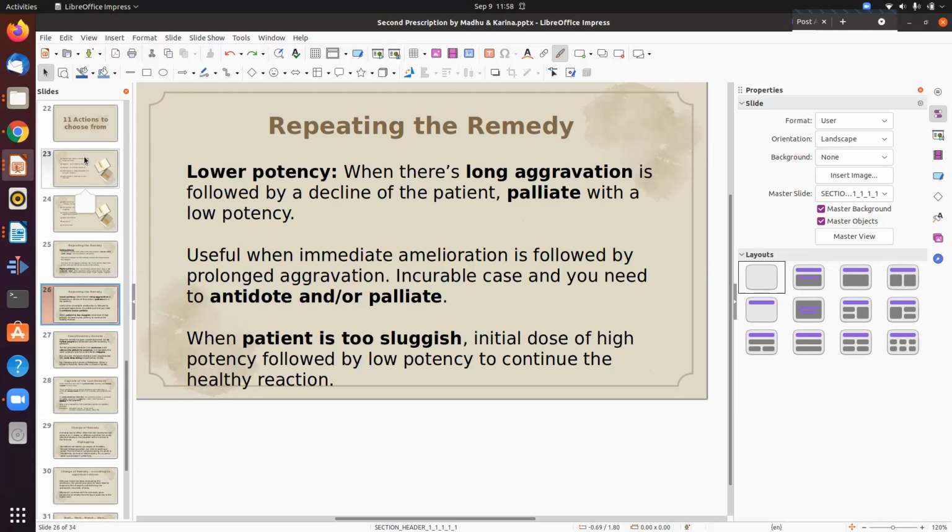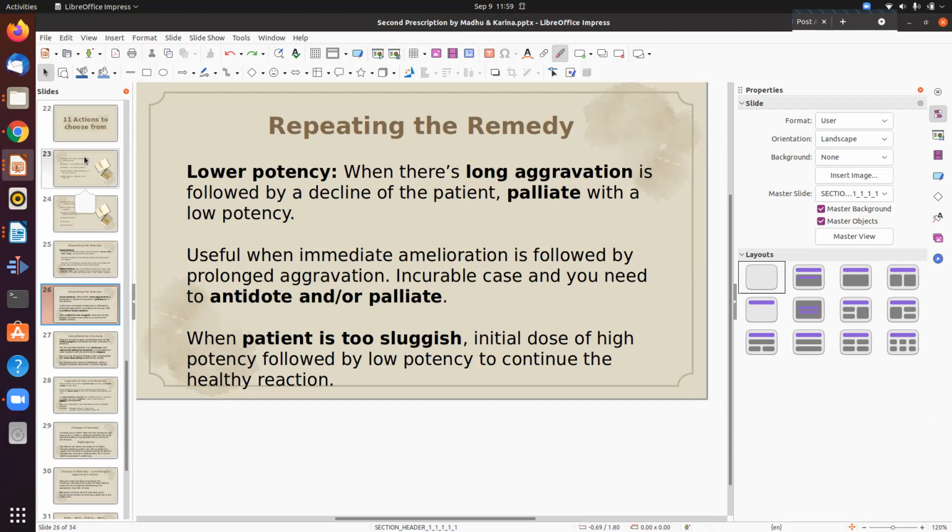And when to give the remedy in the lower potency: when a long aggravation is followed by decline of the patient. Okay, we have caused aggravation to the patient by giving the remedy in the higher potency. That time the same remedy given in the lower potency will palliate the case. It will antidote the remedy. It is useful when immediate amelioration is followed by prolonged aggravation, or in an incurable case where you need to antidote or palliate. This time also the case was in an incurable stage and we have caused the aggravation, so we have to palliate with the lower potency.